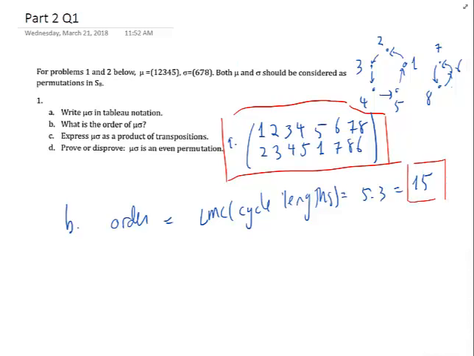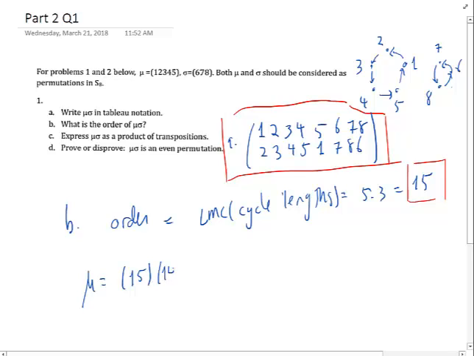Now for part C, we've seen how to express cycles using transpositions. So mu, there's a couple ways to do it. You can say mu equals (1 5)(1 4)(1 3)(1 2). That's one way. And then sigma, you can write sigma is equal to (6 8)(6 7). So you could write them as the product of all these transpositions.